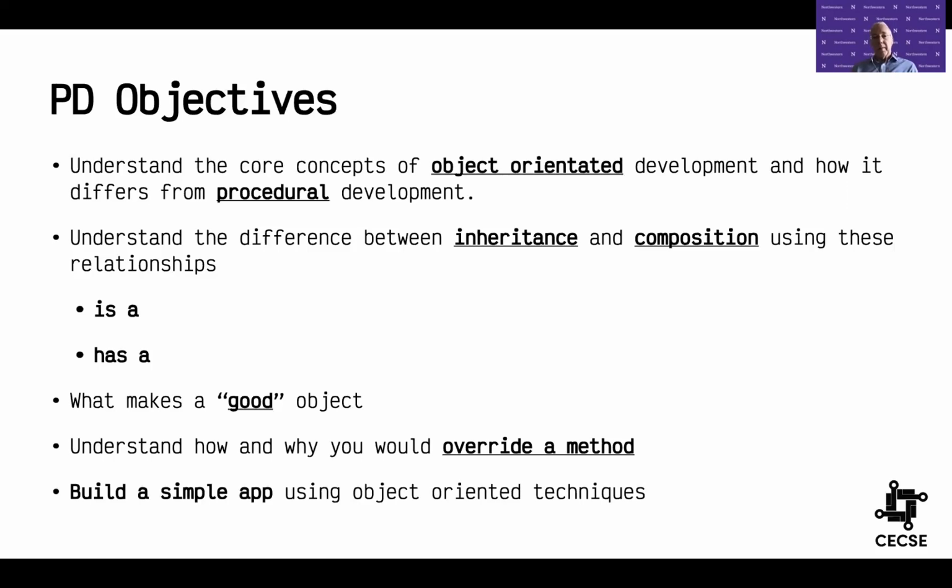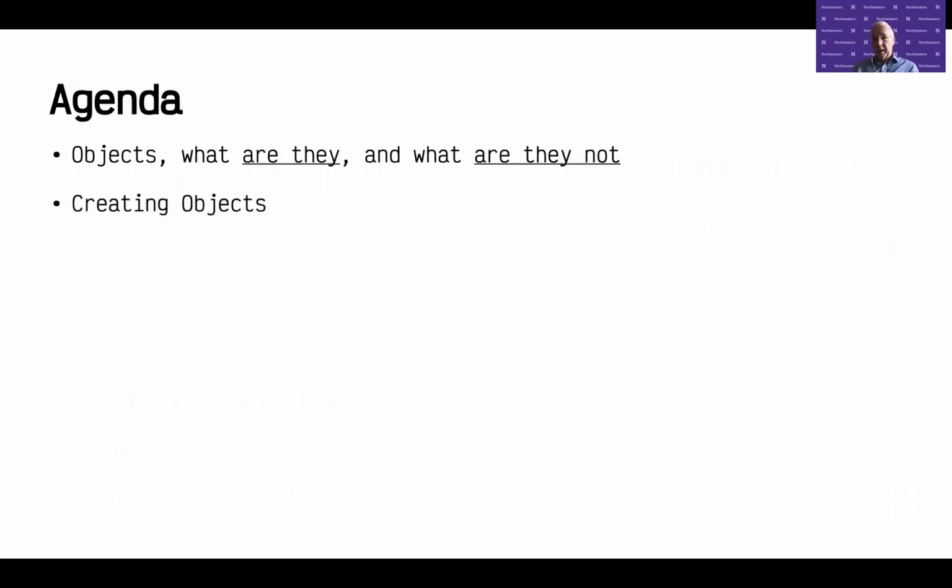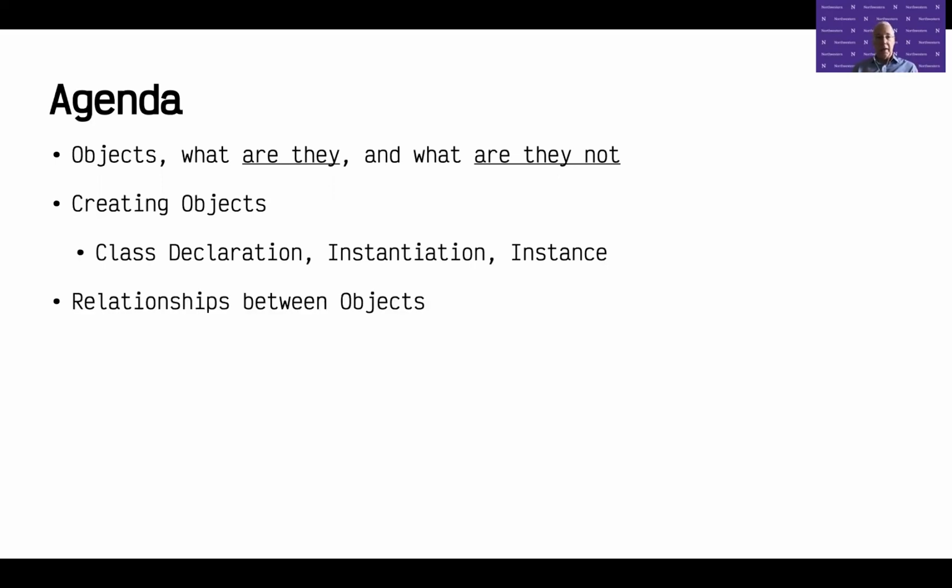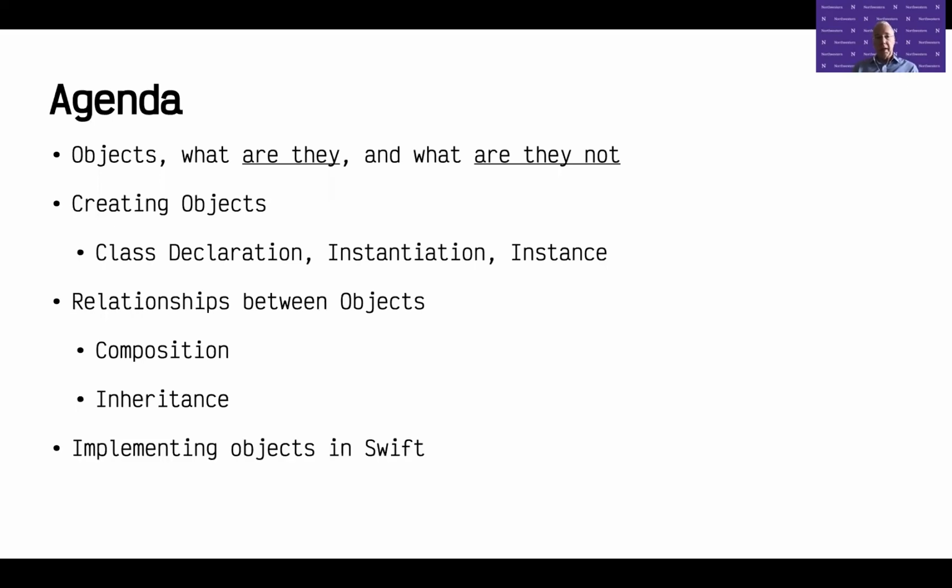We're going to talk briefly about what a good object is, and we're also going to look at how you would override methods, which is important in the whole hierarchy of inheritance. And then we're going to build a simple app using these techniques. So first, we'll start out with objects, what they are and what they're not. Then we'll go into creating objects. So we're going to do class declarations, instantiation, and instance, and understand how to do that and what those are. Then we'll jump into the relationships between objects, composition and inheritance, and then we'll implement these objects in Swift and do the code example.